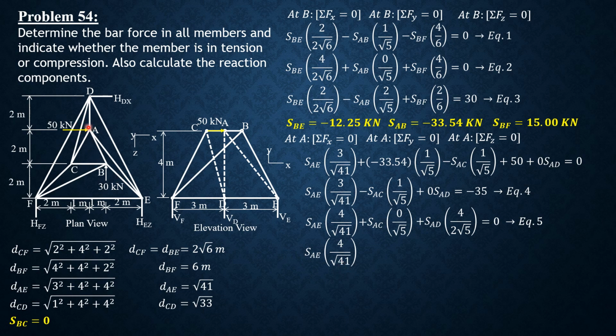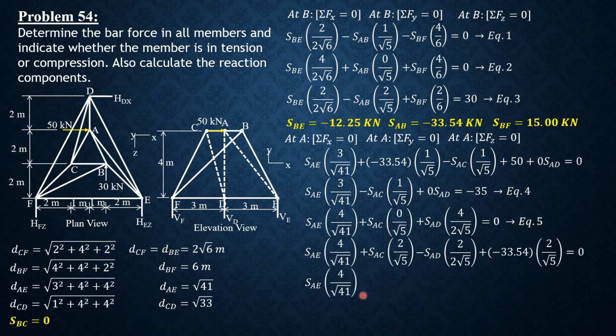Then SAB is also positive, but its magnitude is negative. SAC is positive also, times 2 over square root of 5. Then minus SAD times 2 over 2 square root of 5. Then plus SAB, the force of SAB is negative 33.54 times 2 over square root of 5 equals 0.